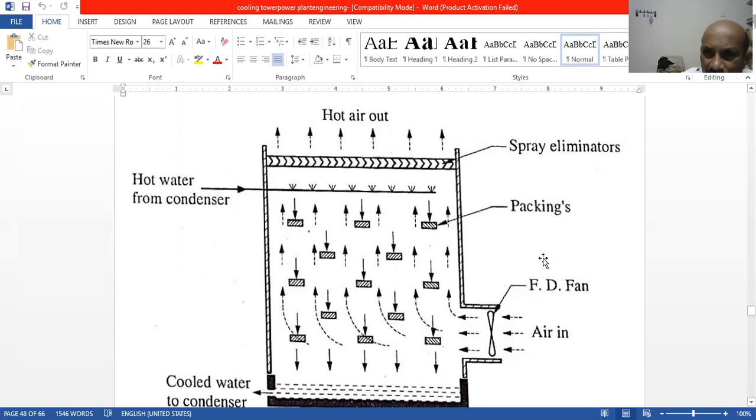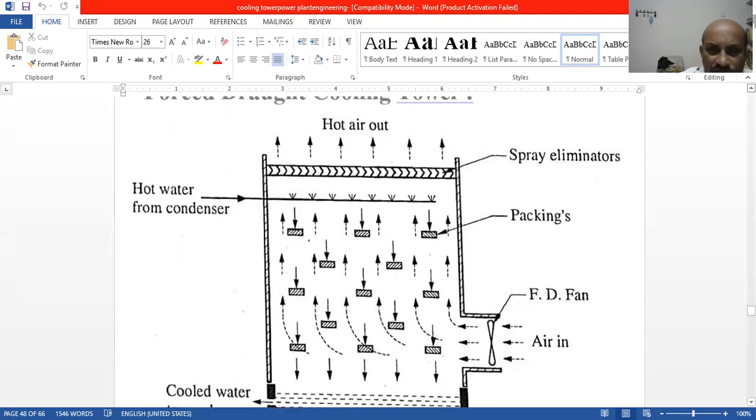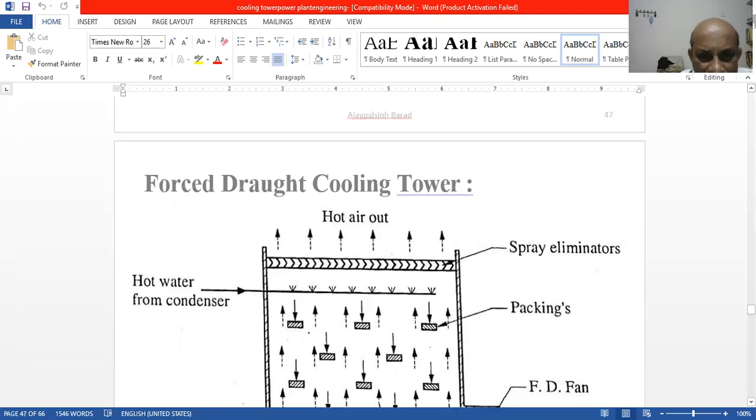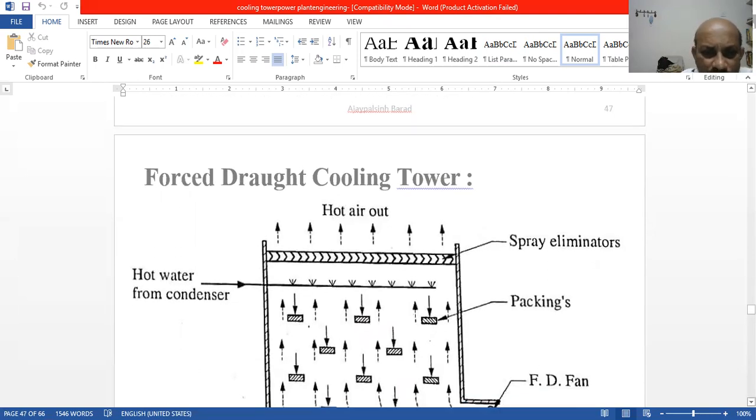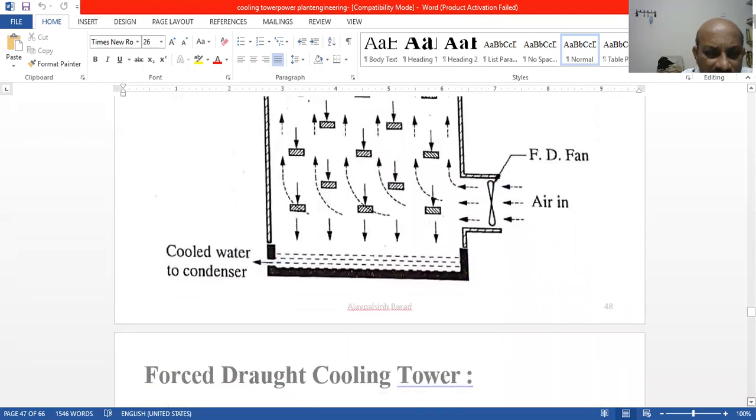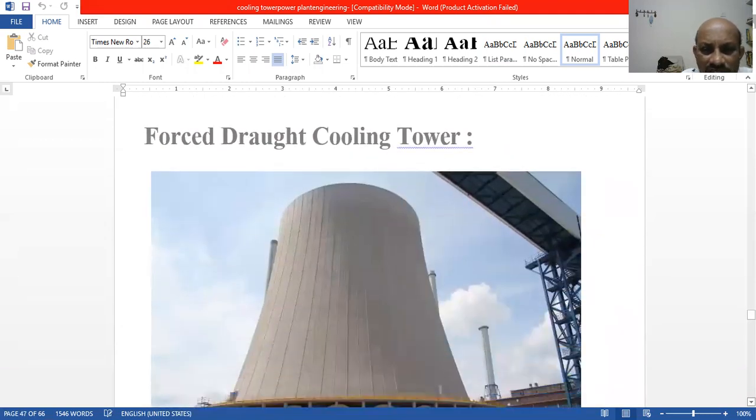This type of cooling tower we are going to call a forced draught cooling tower. We are forcibly sending that water. That's why we will see how that forced draught cooling tower will be. Comparatively, this cooling tower is different. See and observe this forced draught cooling tower.